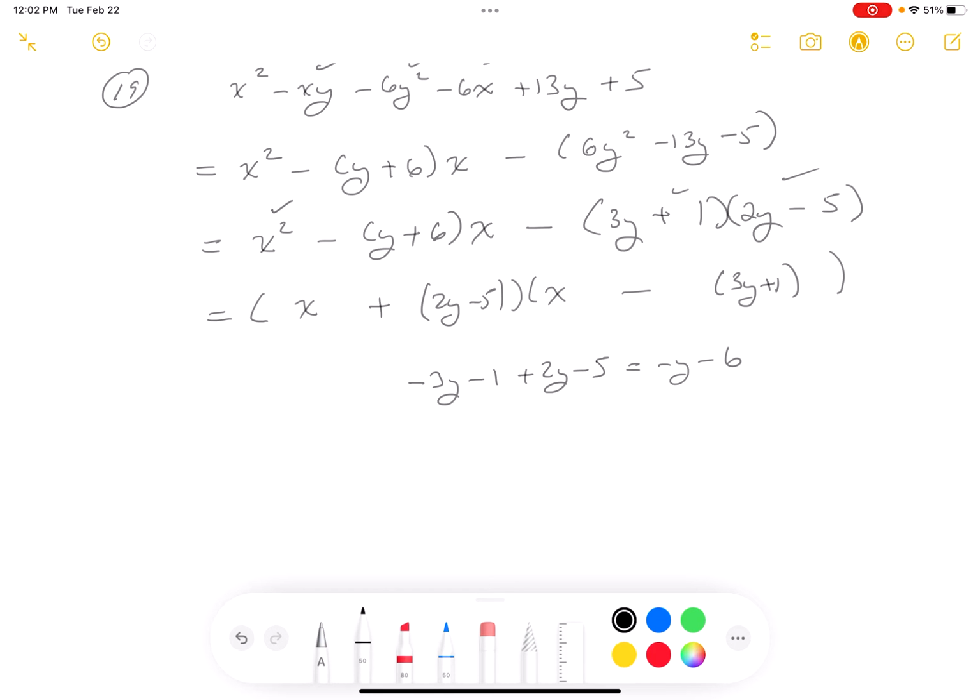Now, of course, I'm going to clean it up a tiny bit, and I'll write it down for you in a nice, neat form, if I can. This is going to be x plus 2y minus 5, and that's going to be x minus 3y minus 1.